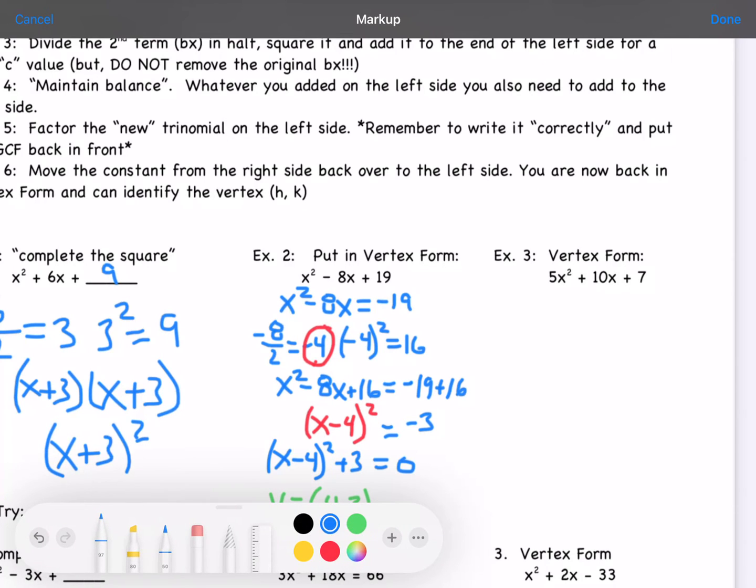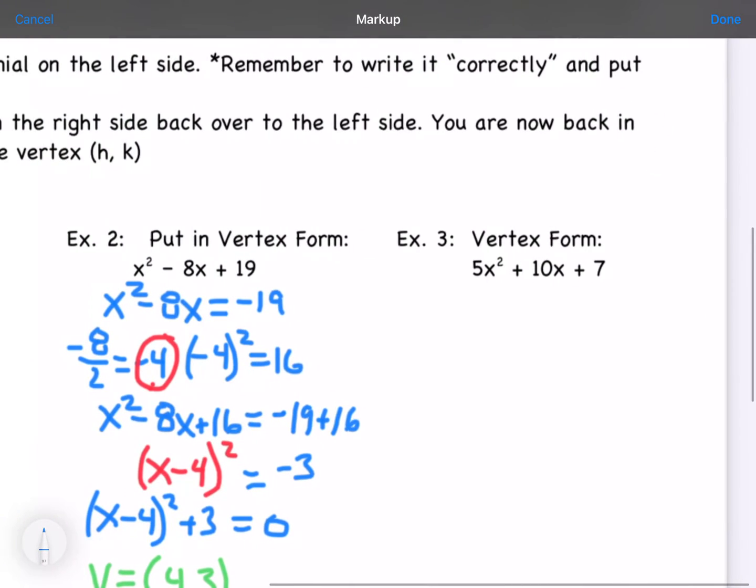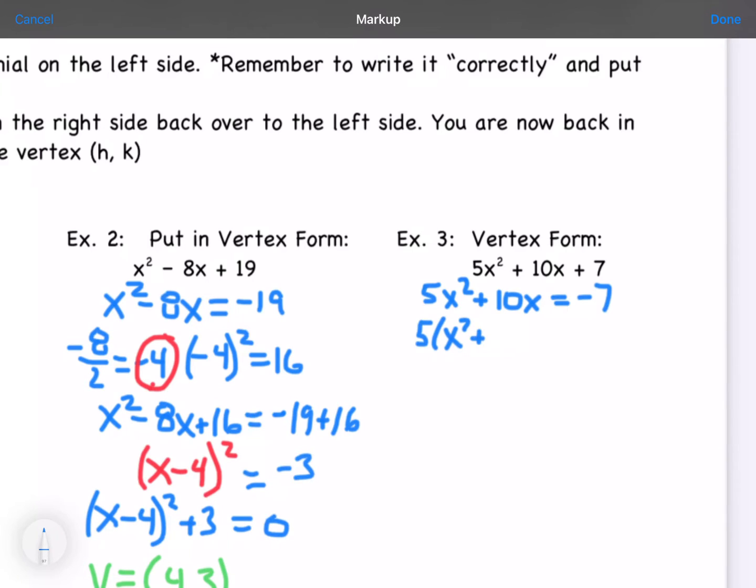Let's look at number 3. We're going to do the same thing. We want to put it into vertex form. So we're going to have to complete the square. So first thing we do, 5x squared plus 10x equals negative 7. Now, we haven't done this yet, but we need to divide the a value out. The a value in this case is 5. So we take 5 out front, and so then we have x squared plus 2x. So we just factored out the a value.